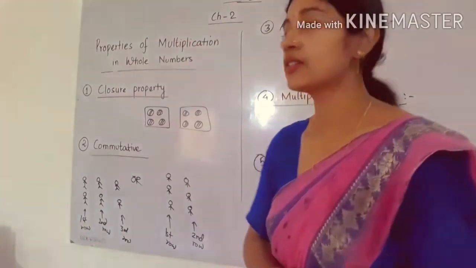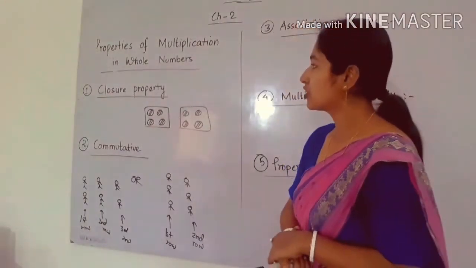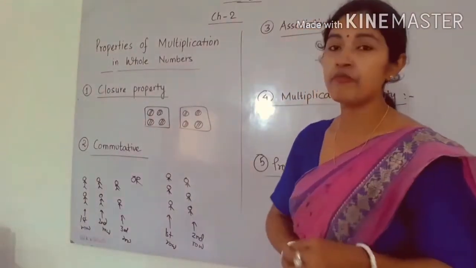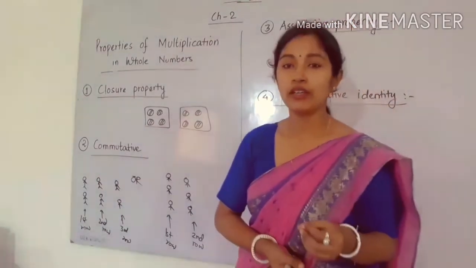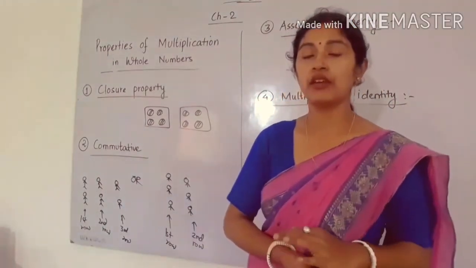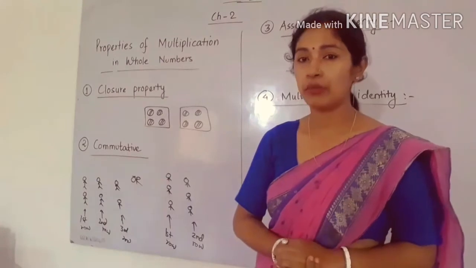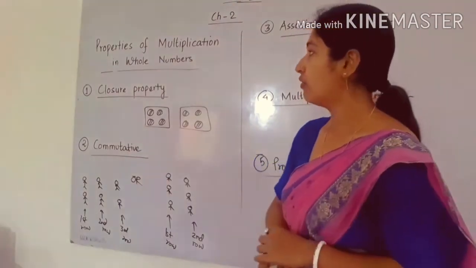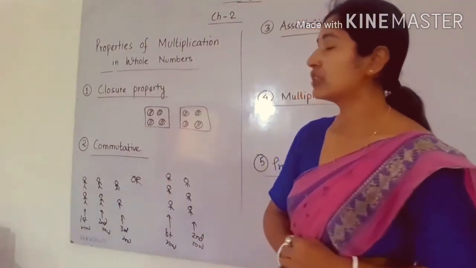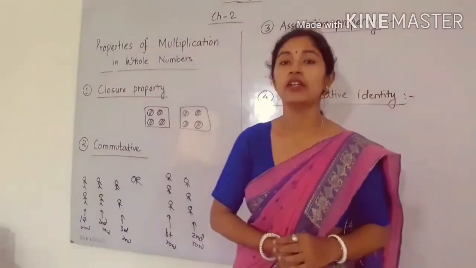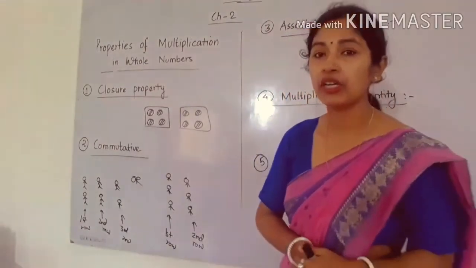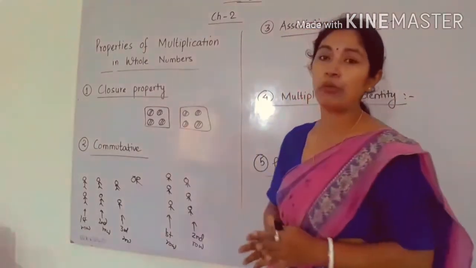So the topic is properties of multiplication in whole numbers. I have already discussed the properties of addition and subtraction in my previous class. So today I am going to discuss multiplication and division. The first property is, as you know, the closure property.